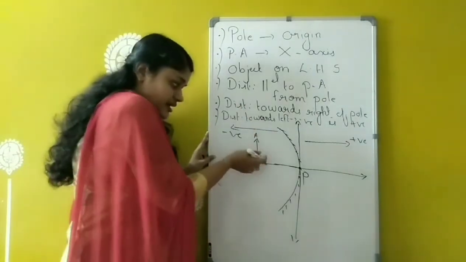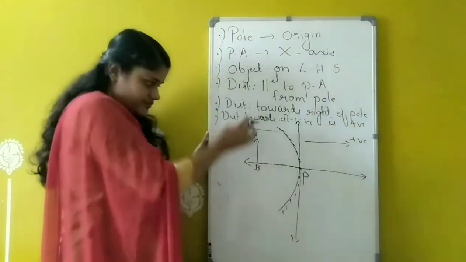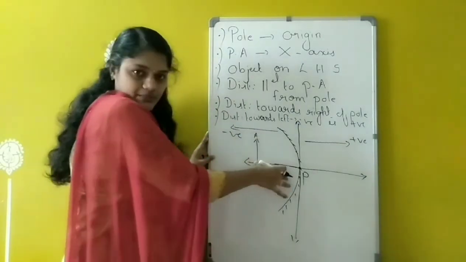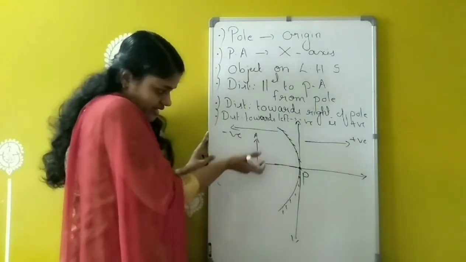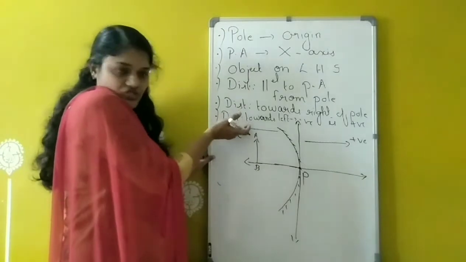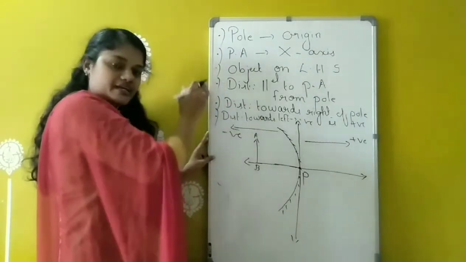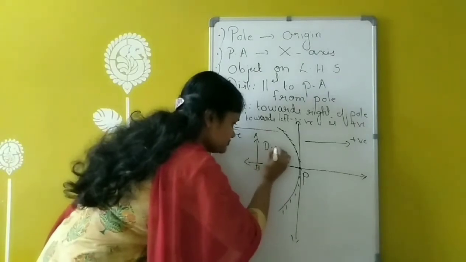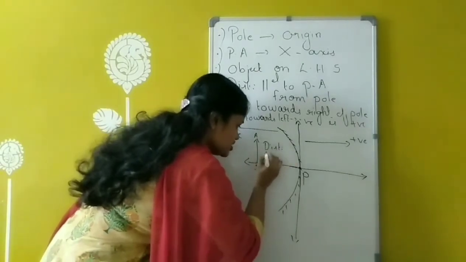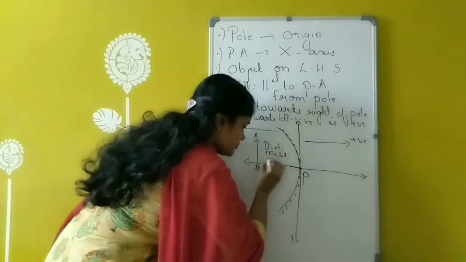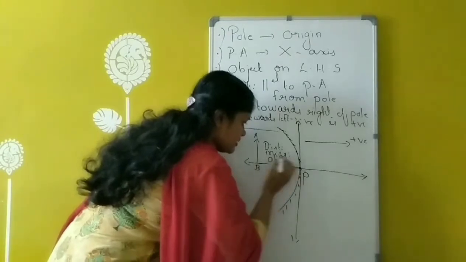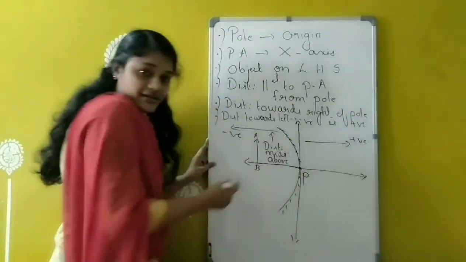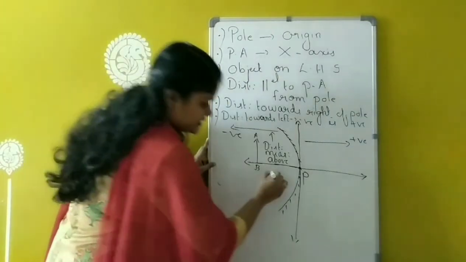Similarly, heights are measured above the principal axis. Here we place the object above the principal axis, so we measure this height above the principal axis only. Distances measured above can be taken as positive, and distances measured below can be taken as negative.